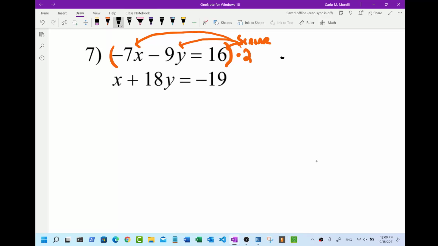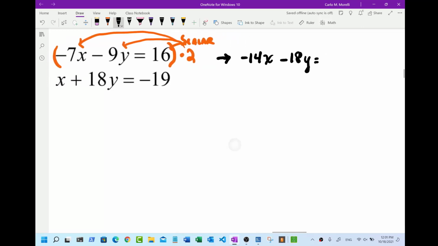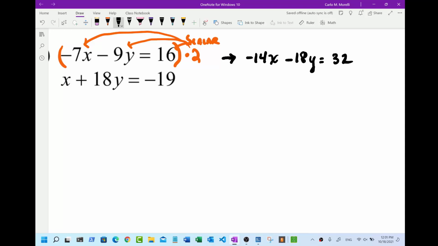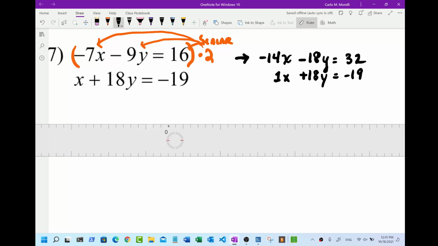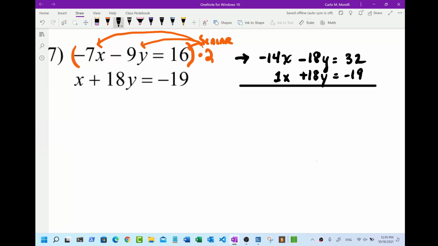So we're going to show the result of that here. So 2 times negative 7x is negative 14x. 2 times negative 9y is negative 18y. Equals 2 times 16 is 32. Now just write the second equation directly beneath it. It's 1x plus 18y equals negative 19. And now if you think of this as an addition problem, and you add, you can just cancel these. That's what elimination means. We just eliminated.